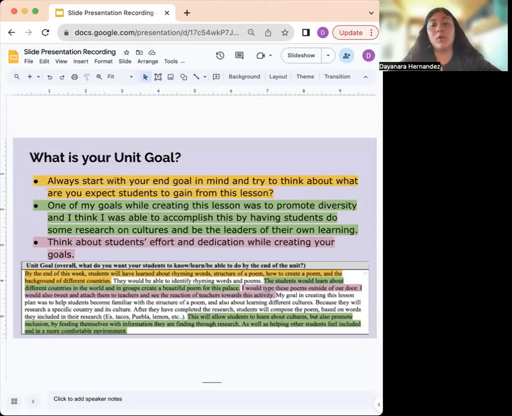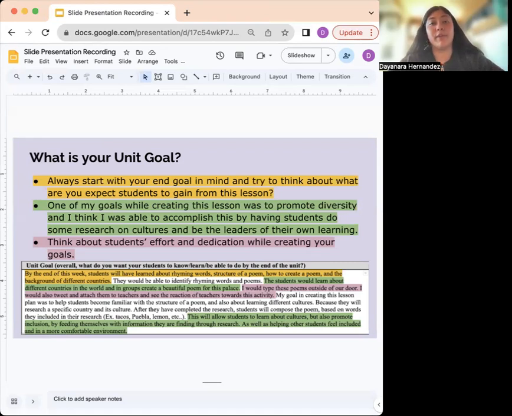Always start with your end goal in mind and try to think about what you expect the students to gain from this lesson. For my lesson, by the end of the week, students will have learned about rhyming words, the structure of a poem, how to create a poem, and the background of different countries.